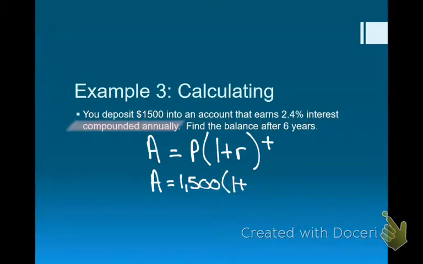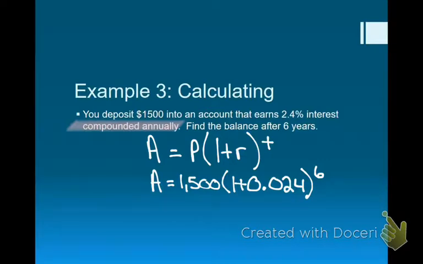What do you have to do to it? Change it to a decimal, which would be 0.024. Yep, you have to move your decimal to the left 2 places. And what would I raise it to? The power of what? T. 6 years. Your time is already in years, so you can leave it a 6.